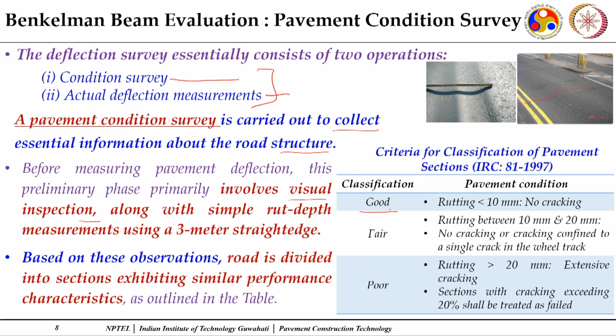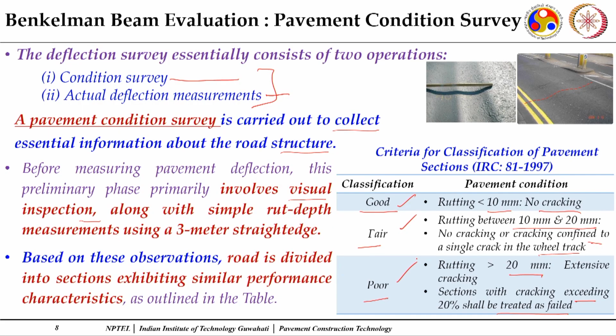A section can be called good if the rutting is less than 10 mm and there is no cracking in that section. Fair if the rutting is between 10 to 20 mm, with no cracking or cracking confined to a single crack in the wheel path. When this is there, that section can be called fair. This is the classification as per IRC 81. Poor if rutting is greater than 20 mm with extensive cracking; sections with cracking exceeding 20% shall be treated as failed sections. So, I can broadly keep those sections which need to be evaluated through Benkelman beam into these three broader categories: good, fair and poor.